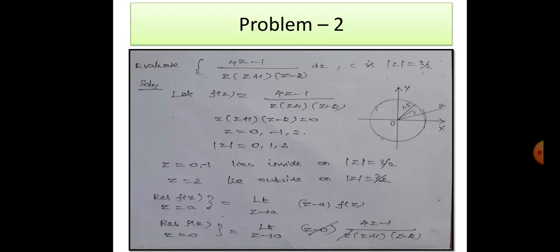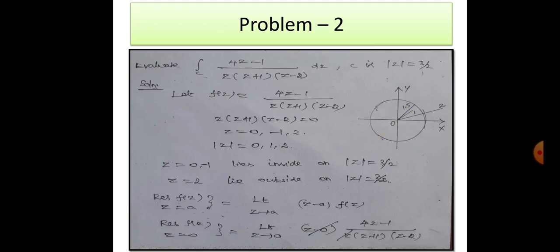Right. Now the problem number 2. Evaluate integral over c of 4z minus 1 by z into z plus 1 into z minus 2 dz, where c is mod z is equal to 3 by 2. 3 by 2 means 1.5. Here the circle has radius 1.5.